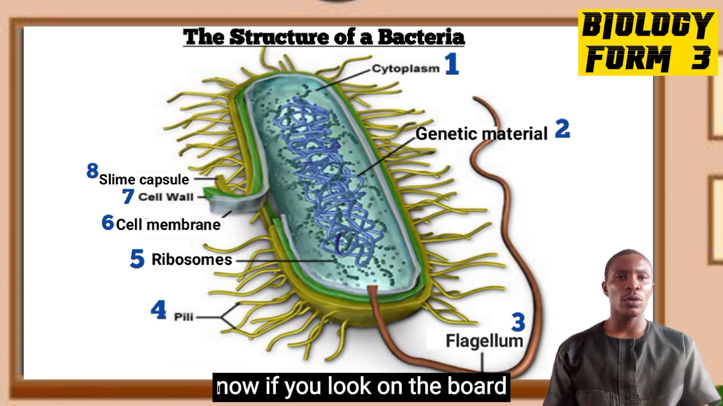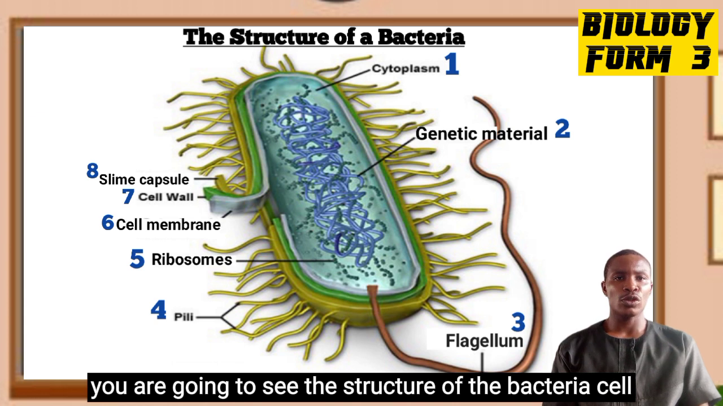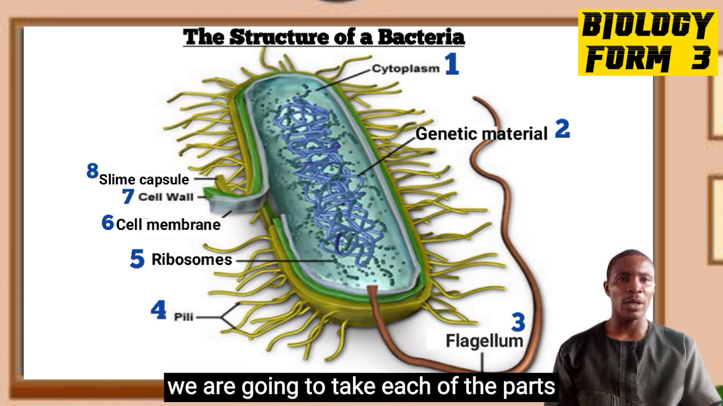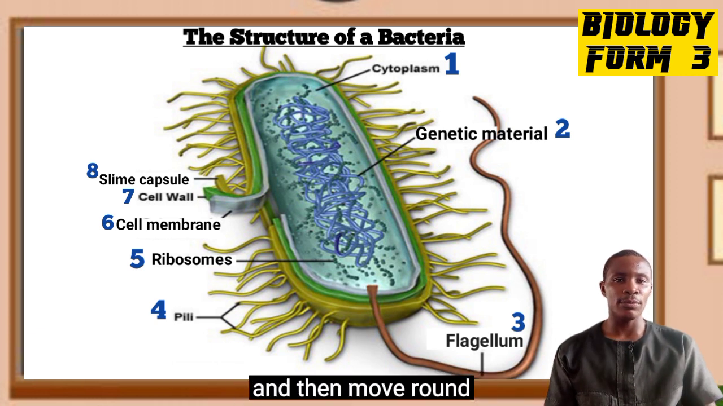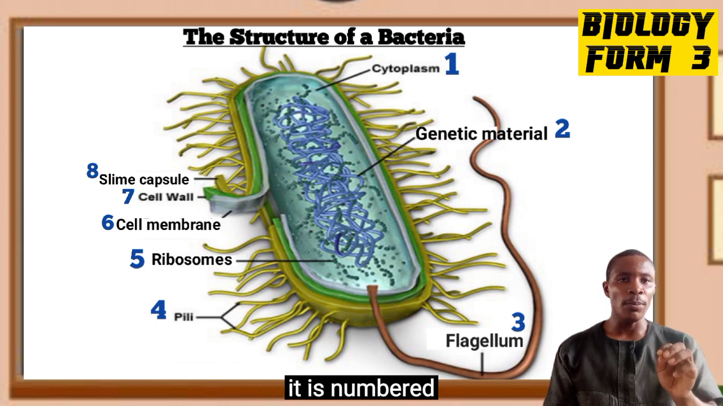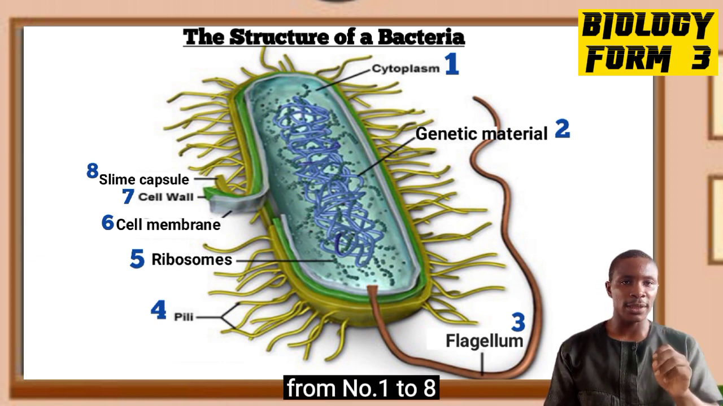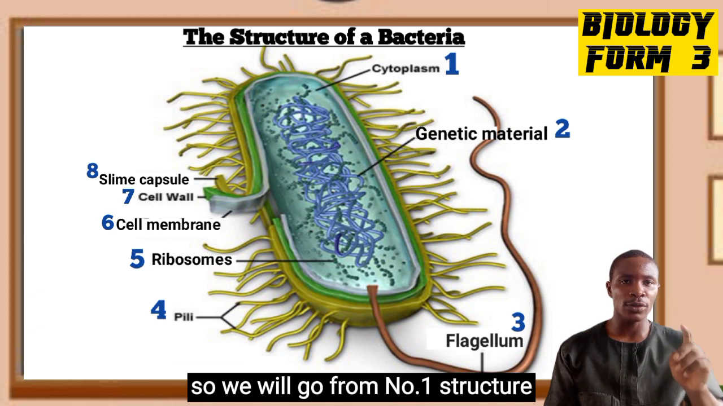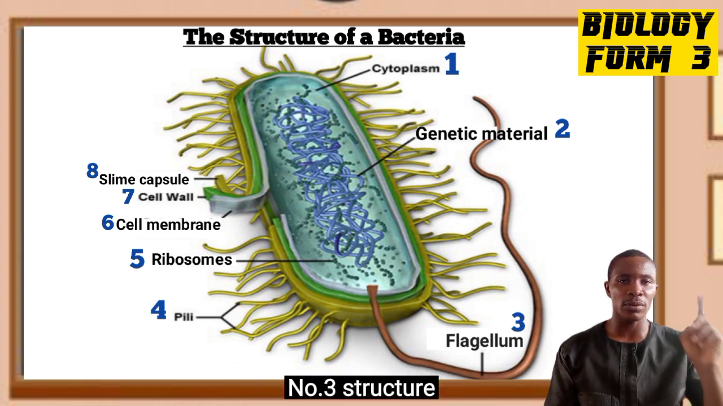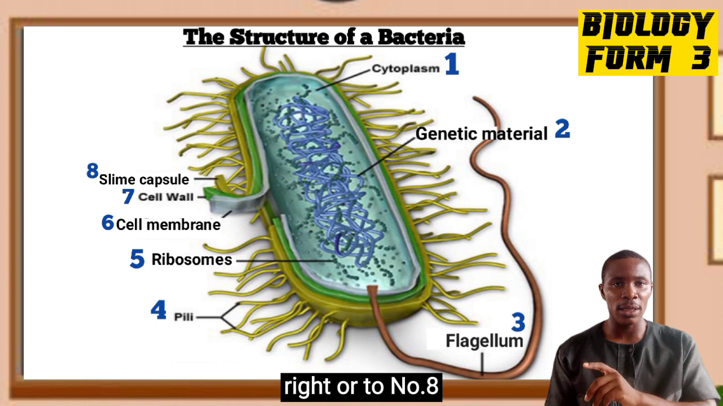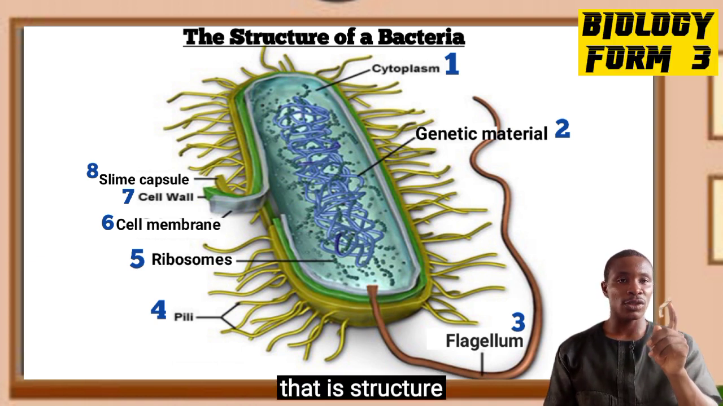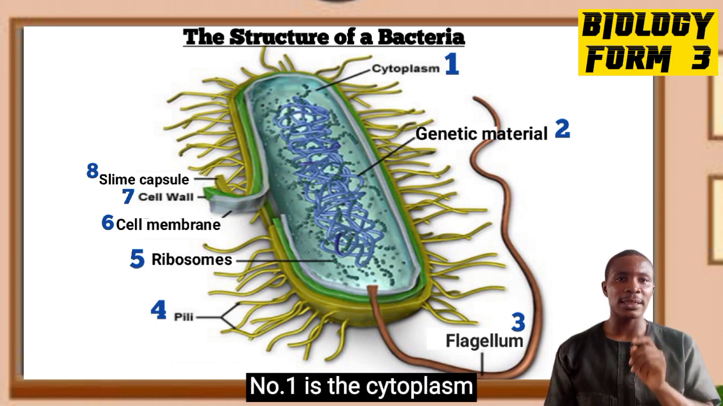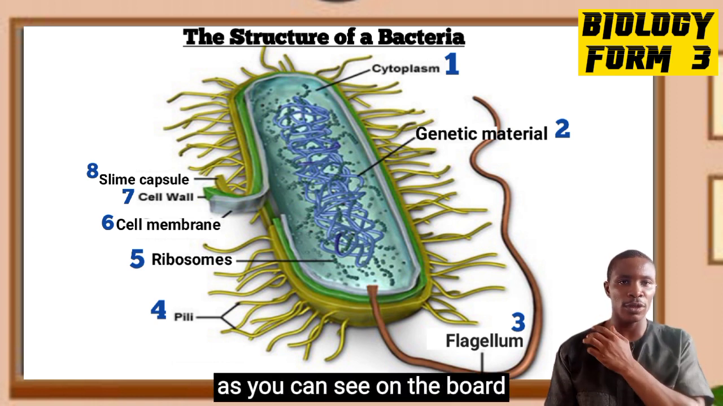Now, if you look on the board, you are going to see the structure of the bacterial cell. We are going to take each of the parts one after another. We will start from the top and then move round. It is numbered from number 1 to 8. So we'll go from number 1 structure, number 2 structure, number 3 structure, right up to number 8, the 8th structure. Now, structure number 1 is the cytoplasm, as you can see on the board.